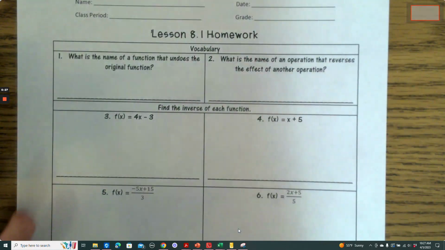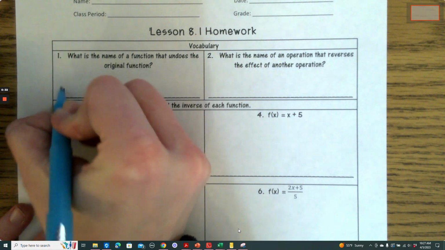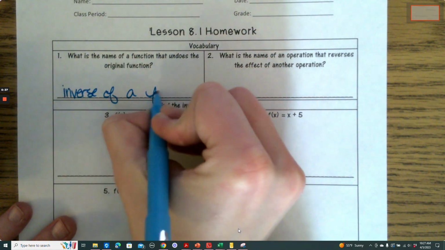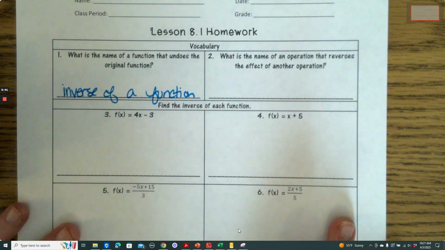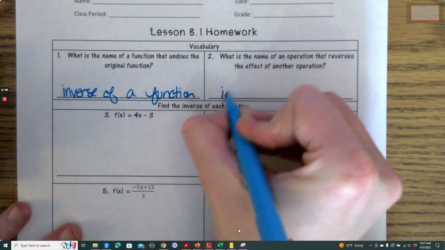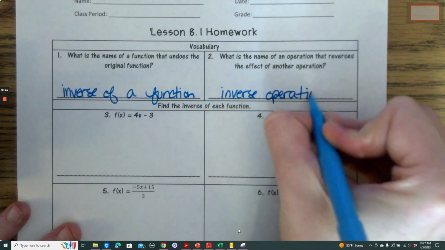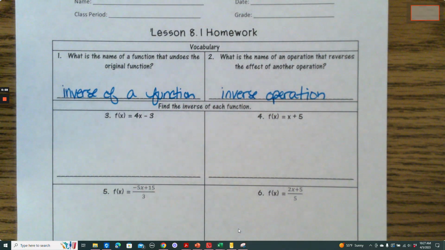All right. So vocab. What is the name of a function that undoes the original function? This is the inverse of a function. Number 2, what is the name of an operation that reverses the effect of another operation? That's an inverse operation. So we are going to be using inverse operations to find the inverse of functions. Inverse operations is what you use to solve an equation by hand.